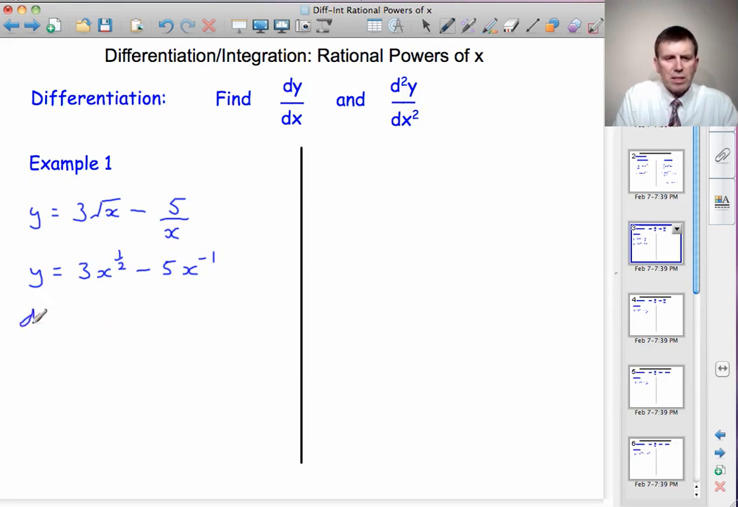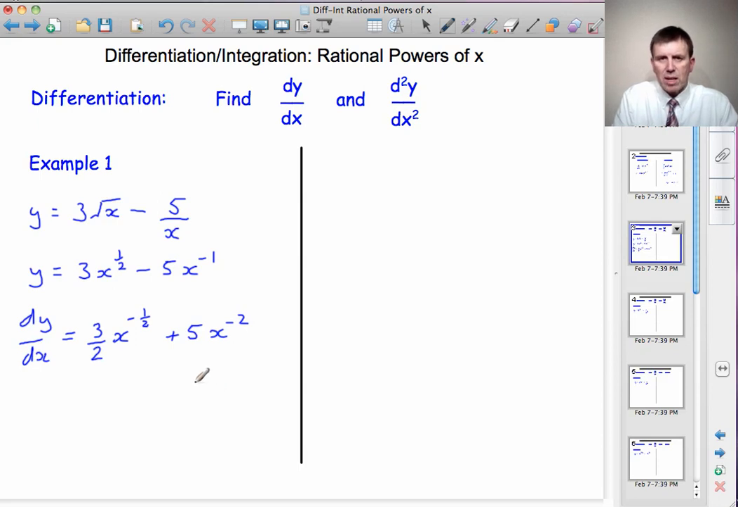dy by dx is equal to a half times 3, which is 3 over 2, multiplied by x to the power, well, 1 less than a half is minus a half. Moving on, differentiate minus 5x to the minus 1. The minus 1 comes to the front and is multiplied by the minus 5, so we get plus 5. And lowering the power by 1, we end up with x to the minus 2.